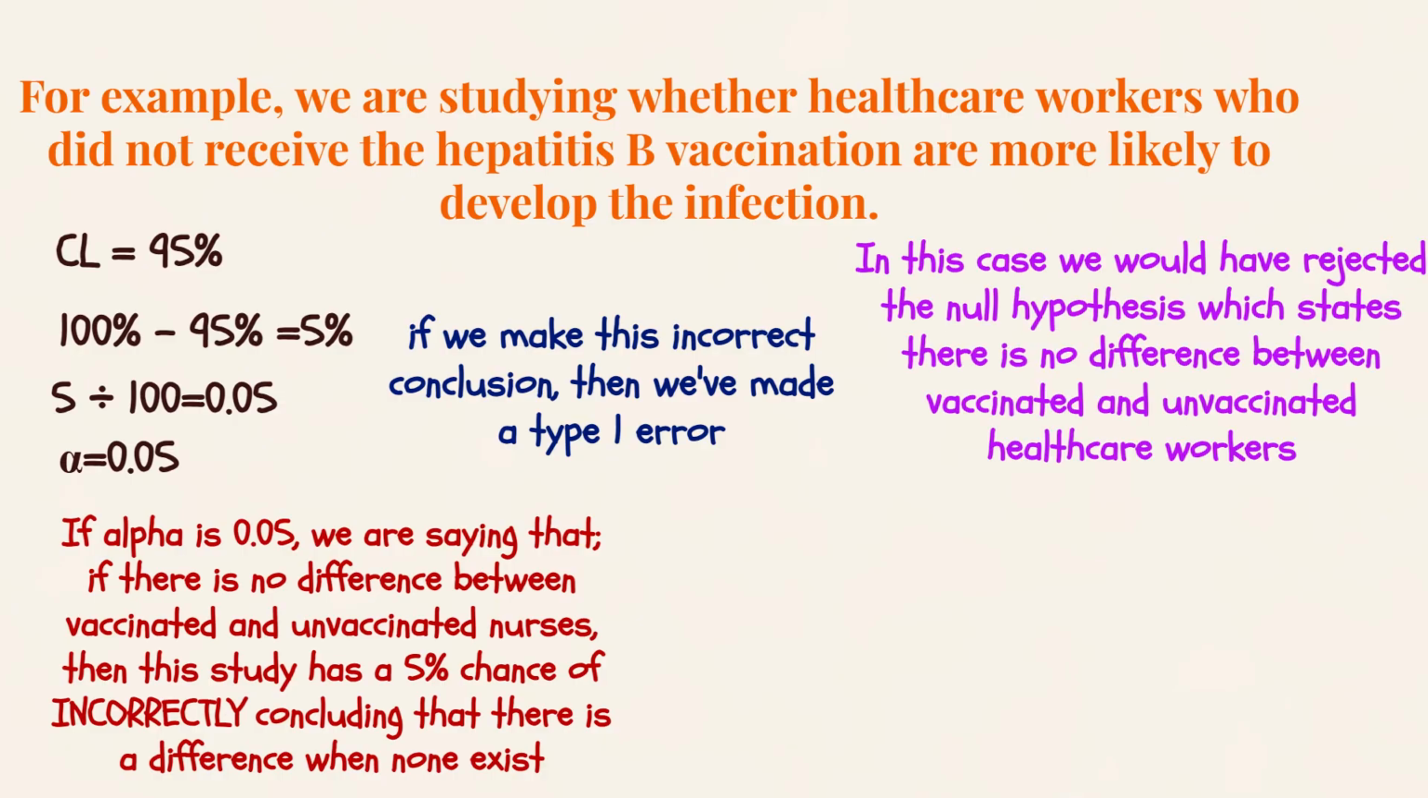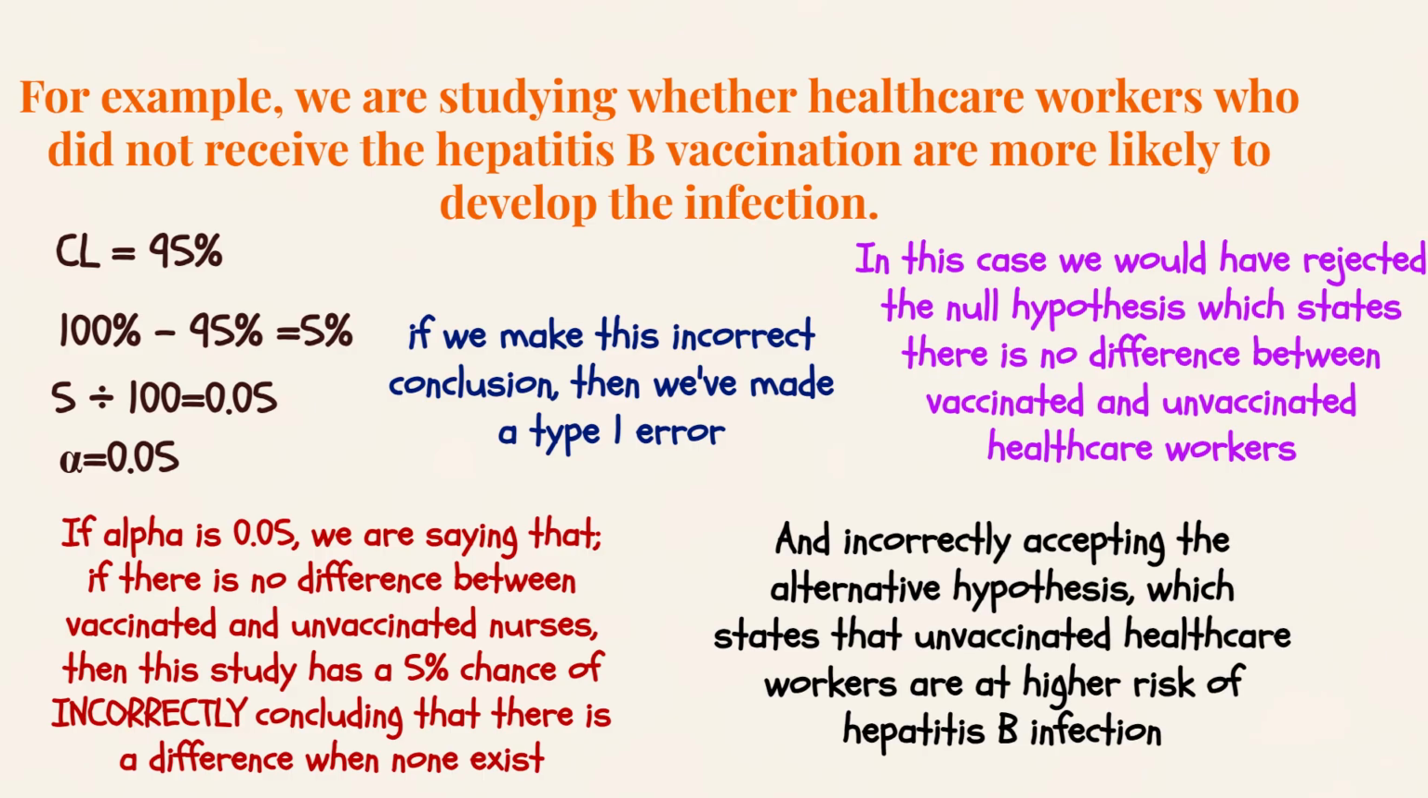In this case, we would have rejected the null hypothesis, which states that there is no difference between vaccinated and unvaccinated healthcare workers, and accepted the alternative hypothesis, which states that there is a difference, that is, unvaccinated healthcare workers are at higher risk of developing hepatitis B virus.